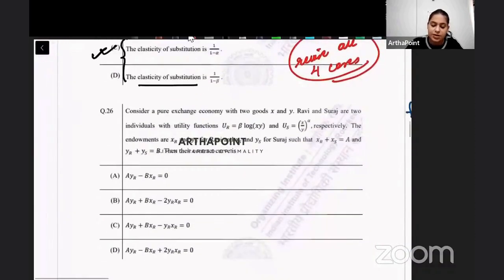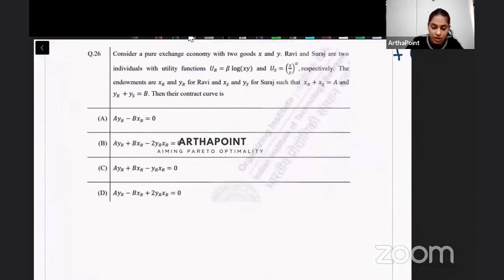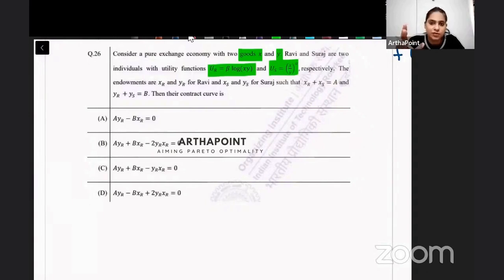Okay, come to the next question. Consider a pure exchange economy with 2 goods, good X and Y. Ravi and Suraj are 2 individuals with this utility function. So do you see that they are trying to test how good you are at understanding that they are just doing a monotonic transformation of the original utility function.